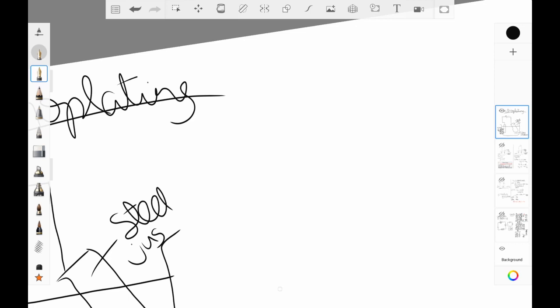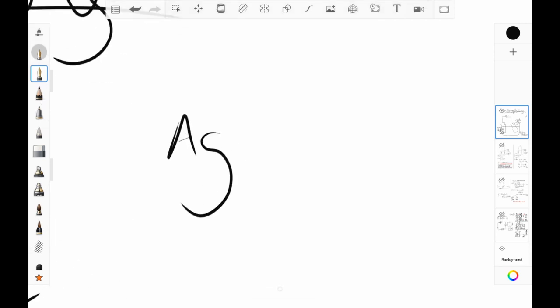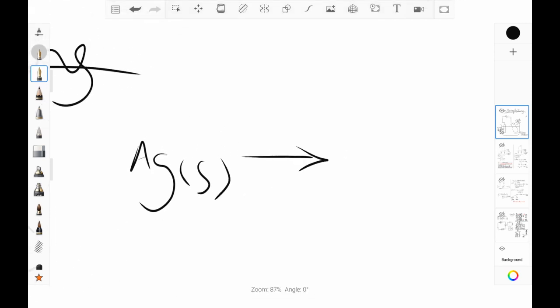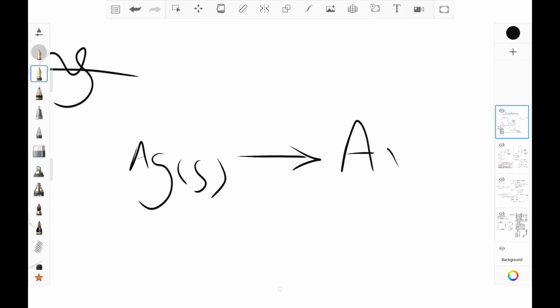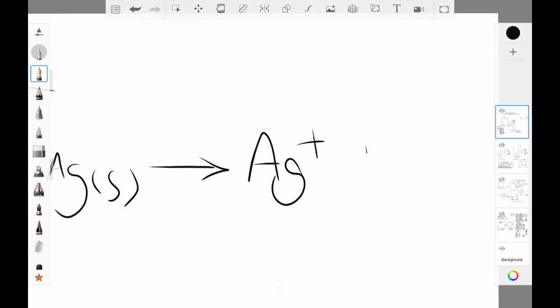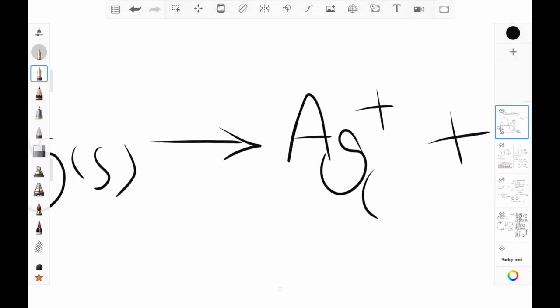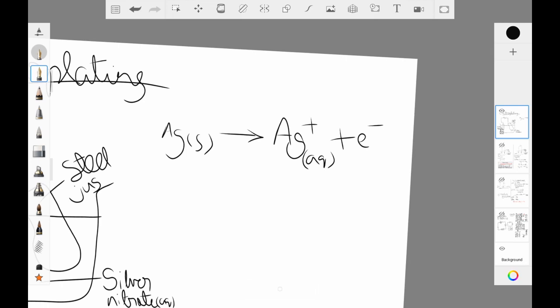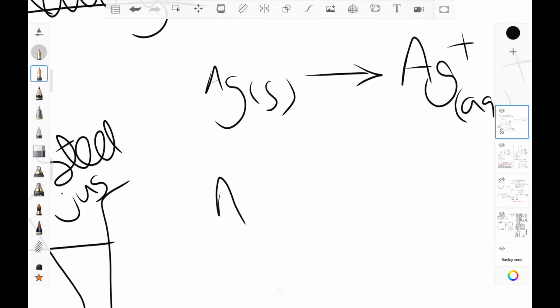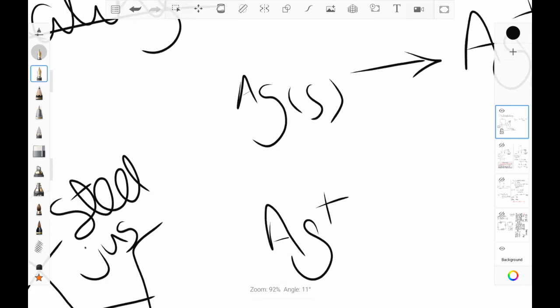Well, the decomposition will be pretty simple. You don't really need to worry about the decomposition. But when electricity flows through the silver anode, what happens is that the anode will dissolve, similar to how the copper anode dissolved before. So this Ag, which is solid, will decompose to form the silver ion and an electron. And this is aqueous. And this is at the anode.